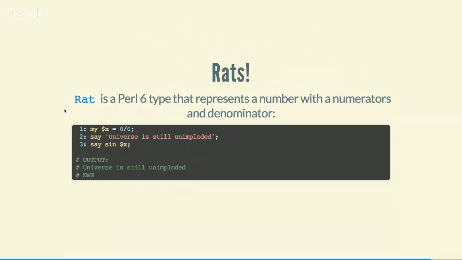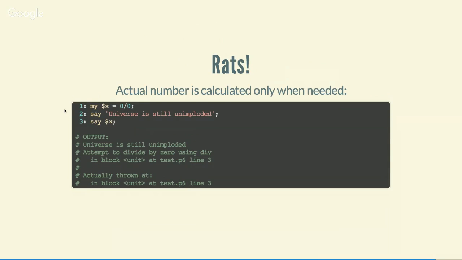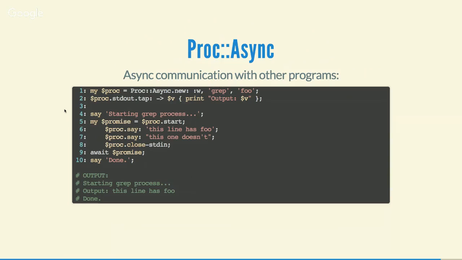Yeah, it does not always use the numbers that you provide. It does some kind of calculation behind the scenes to figure out what's the best way to represent it. There's also proc async.